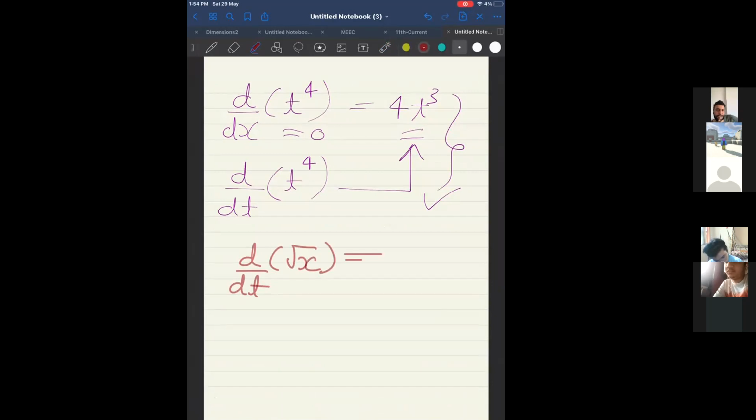Zero? Understood why? Yes, sir. Because there is no t. Because now in this particular case, we are doing differentiation with respect to t. And if there is nothing inside which is having term t, then you have to take it as zero.